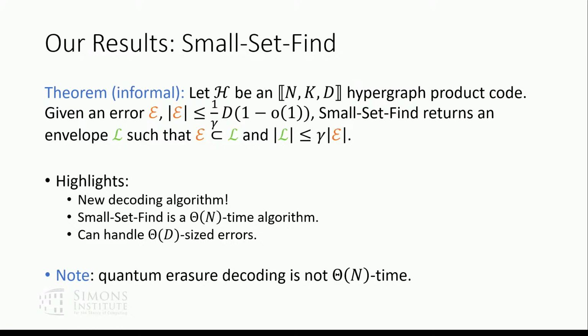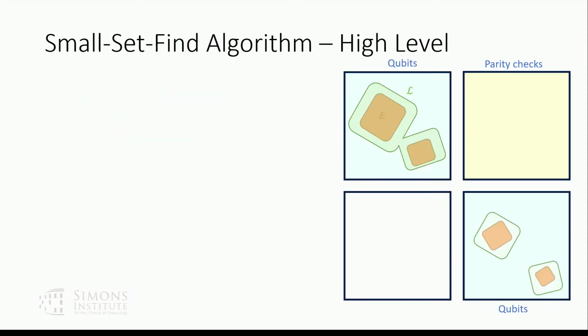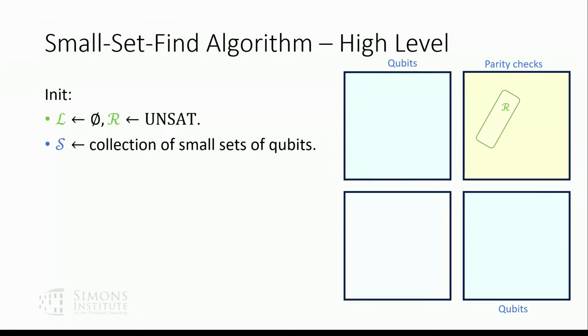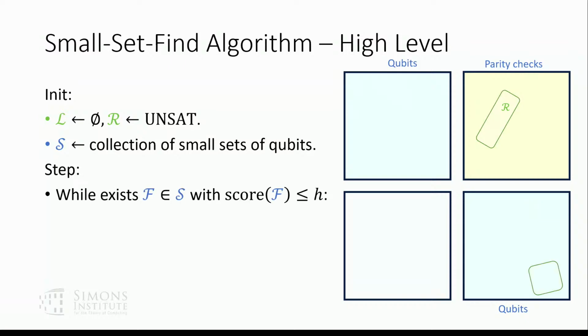And now I'm going to give a high level view of the algorithm. So just like before, we want to find some superset of the errors, but we don't know where it is. And what we start from, just like the standard Viderman's algorithm, is we start by R being the set of unsatisfied parity checks. And then, instead of going over all the qubits, we actually go over some set of small sets of qubits, which I'm going to define later on. And for every small set of qubits, we're going to calculate its score.